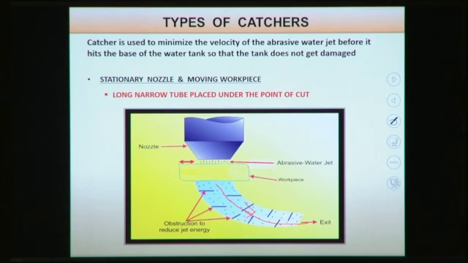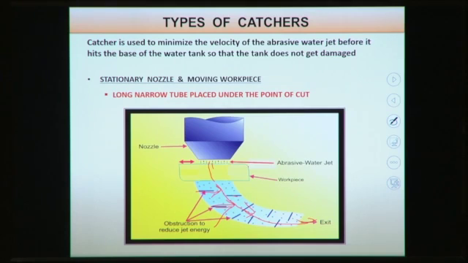Inside this flexible pipe, a construction using very hard materials is kept. When the abrasive water jet, after cutting the workpiece, hits back, it will hit the individual plates, which are very hard. Because it is hit by these individual blades, its velocity will be reduced due to the impact on the blades. After that, this high velocity jet will reduce in velocity and exit the pipe. So the catcher is used to minimize the velocity of the abrasive water jet before it hits the base of the water tank, so that the tank does not get damaged.